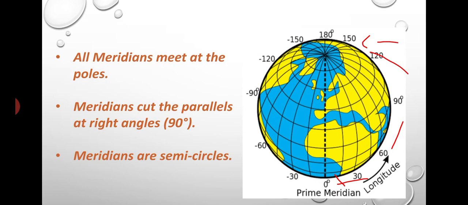In the next slide, the picture, you can see that all these meridians meet at the poles, both at the North as well as at the South Pole. And these meridians or longitudes cut the parallels or the latitudes at a right angle of 90 degrees. These meridians are semicircular lines.